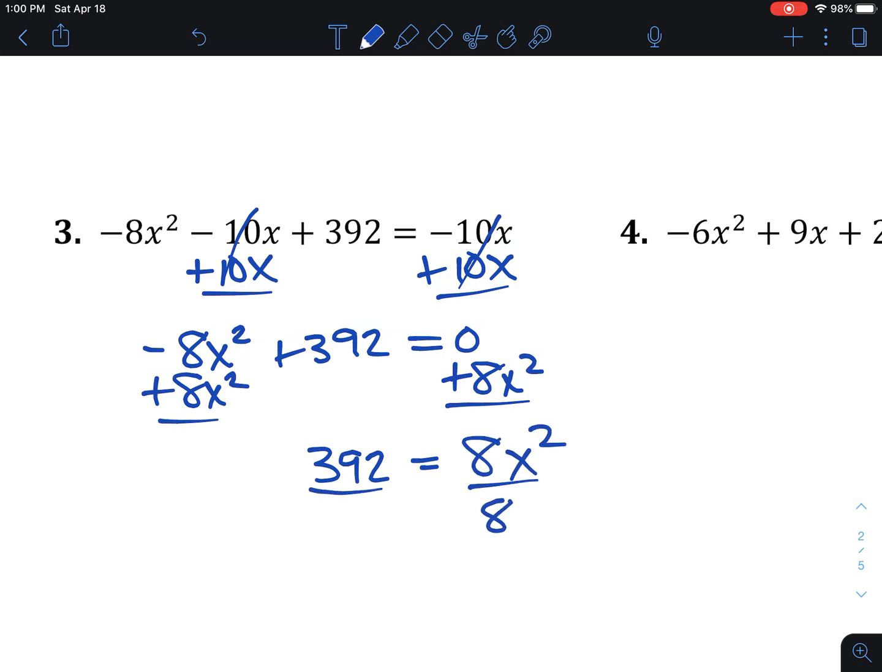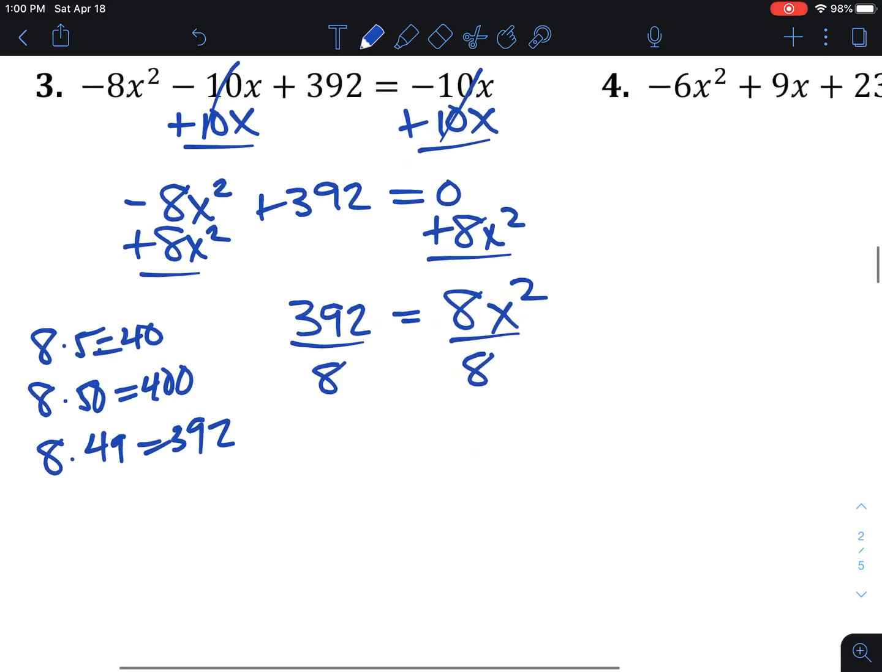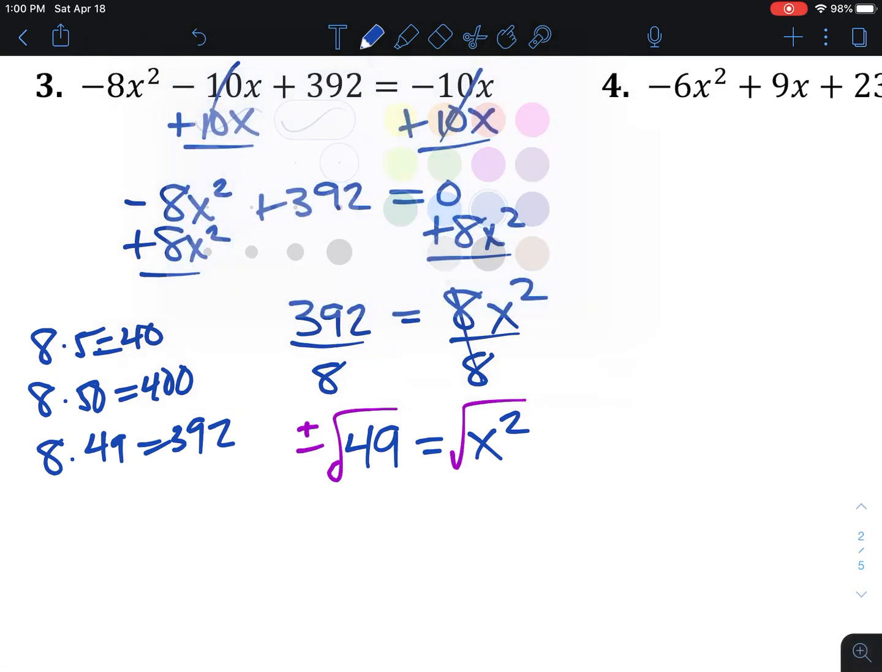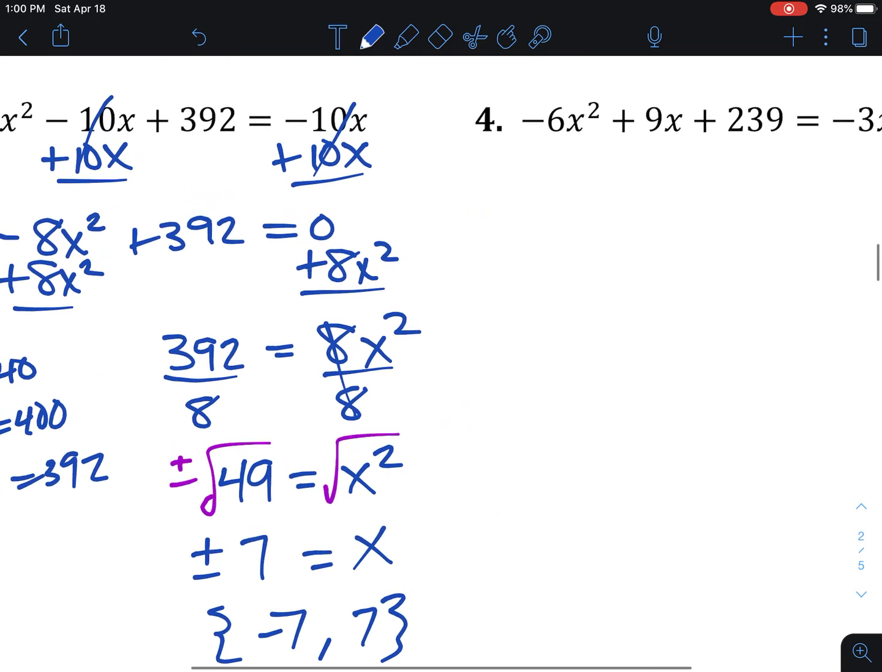A little bit tricky division to do here. I know that 8 times 5 is 40. So 8 times 50 would be 400, but we're not quite at 400. We're 8 away, so it's probably 49. That would make sense, right? 8 times 49 would be 392. So that tells us that 49 equals x squared, which makes sense because we're looking for a square root next. So we do a square root, don't forget plus or minus, and we've got our answer. X is plus or minus 7. Negative 7 and positive 7.